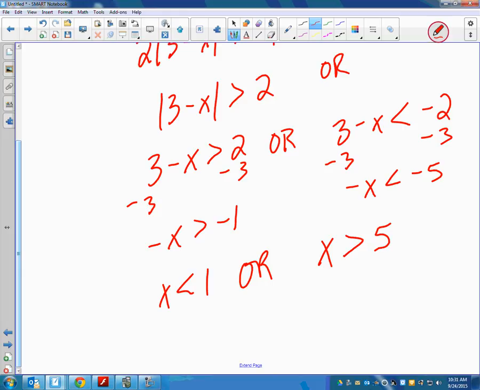Everything less than 1, or everything greater than 5. So that's a union. So negative infinity to 1, not included, union 5 to infinity. If it was an "and," if it was less than in the original one, remember that it would just be like one inequality, like everything in between two numbers.